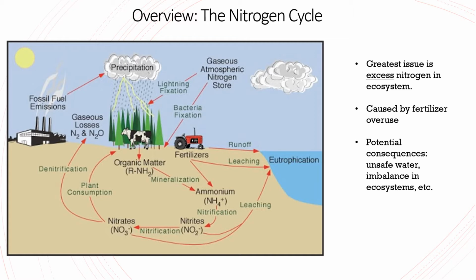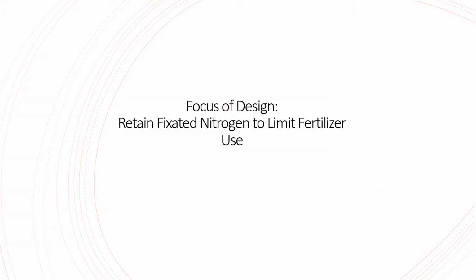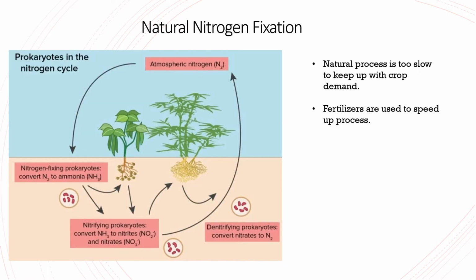However, in order to speed up the process of nitrogen fixation, fertilizers are overused, leading to excess nitrogen, which in turn causes ecosystem imbalance. So the focus of this design is to retain fixated nitrogen to limit fertilizer use. The reason behind focusing on this particular aspect of the nitrogen cycle is that fertilizer overuse has a substantial negative impact. So in general, plants are limited on how quickly they can process nitrogen for them to grow since they are dependent on how much nitrogen-fixing bacteria is around them. Thus, fertilizers are used to speed up the process of plant growth.